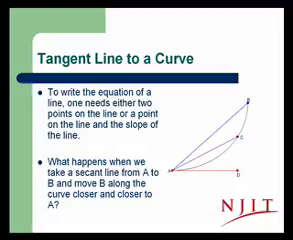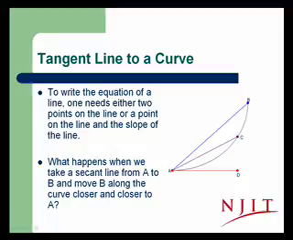Next, let's discuss the tangent line to a curve. In order to write the equation of a line, you either need to have the coordinates of 2 points on the line or the coordinates of 1 point and the slope of the line. So on the black curve, let's note the points A and B. The line segment from A to B is called a secant line.